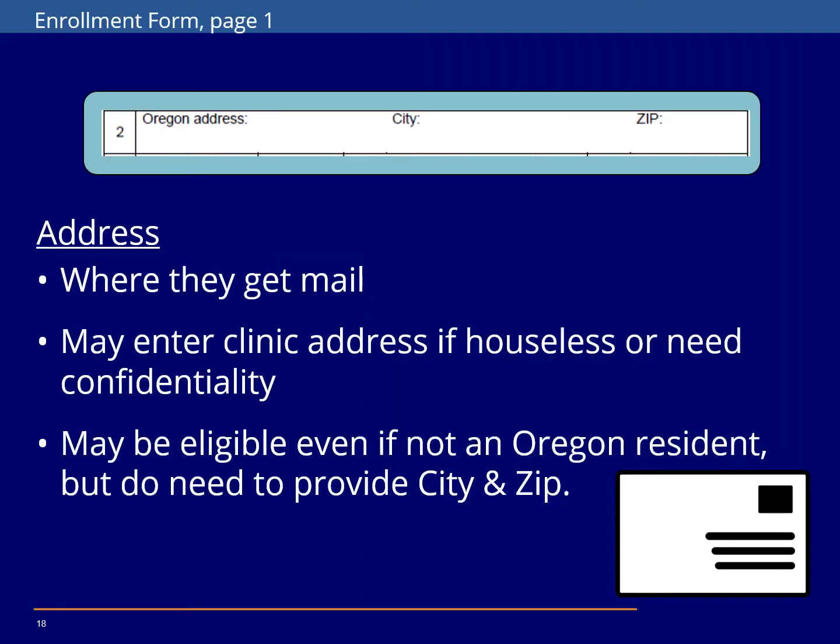Then we ask for the client's address. This is where the client would like to get mail. If they are houseless or worried about confidentiality, they can put the clinic's address. And if they don't live in Oregon, they just need to provide their city and zip.